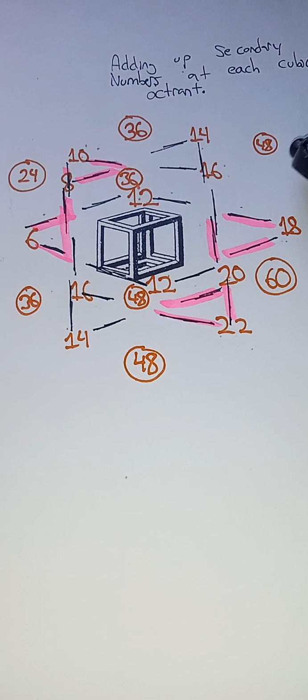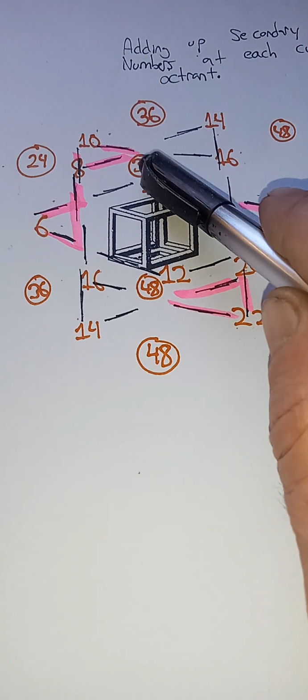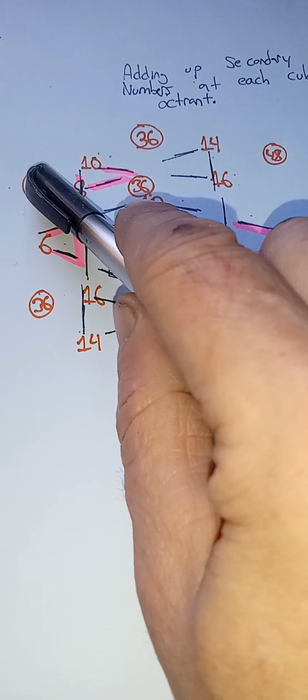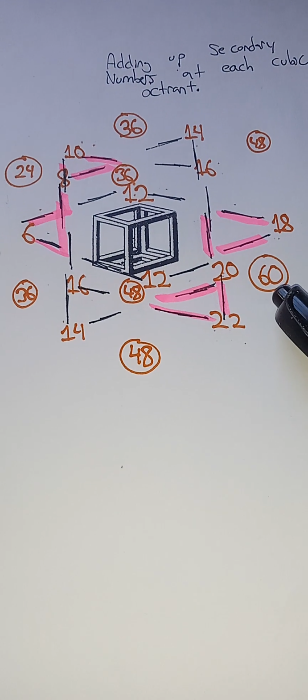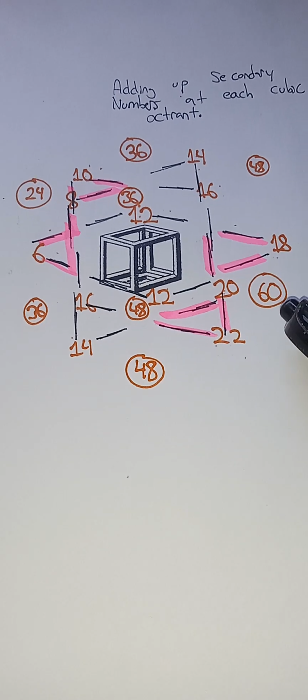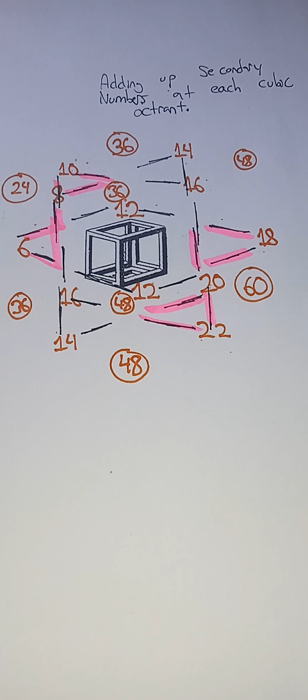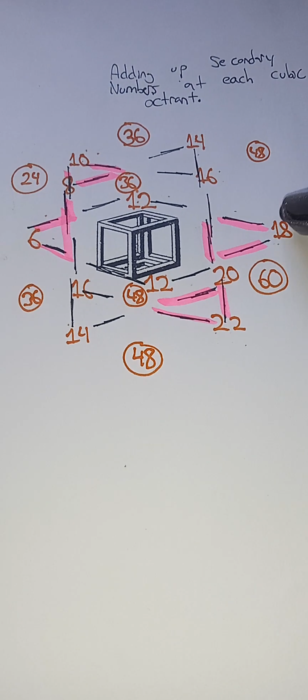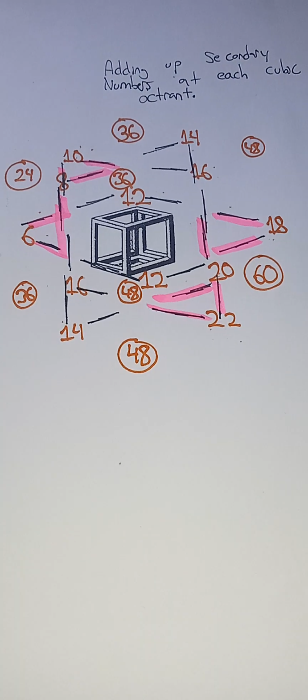There's 36 and 48 up here, and there's another 36 and 48. And this is a 36 and 48. But there's also the 24 and 60. And these are just secondary numbers, but they're all added up together. All these in the cubic octrants are added up together.